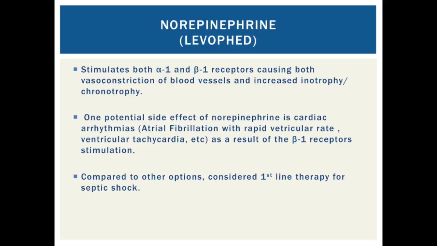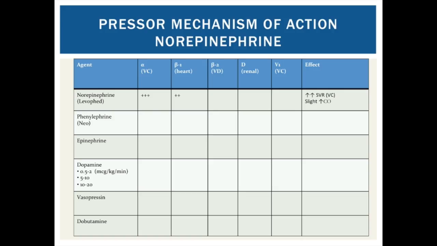This stimulates both alpha-1 and beta-1 receptors, causing both vasoconstriction of blood vessels and a little bit of increased inotropy and chronotropy as well. One of the potential side effects of norepinephrine use, because of that beta-1 receptor stimulation, is it can precipitate cardiac arrhythmias. So you might see AFib with RVR, you might see VTach. Compared to all the other options, this is considered the first-line therapy for most types of shock, and particularly in septic shock. Again, we're filling out the chart here so you can follow along to see what it does in relationship to the other pressors.